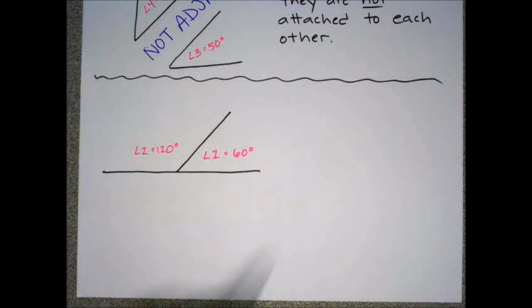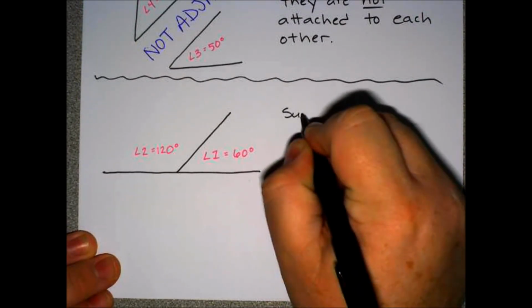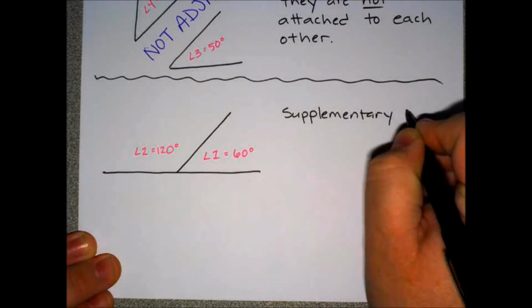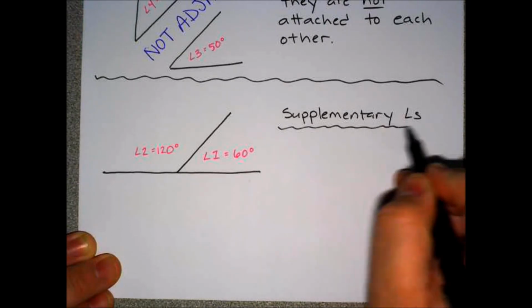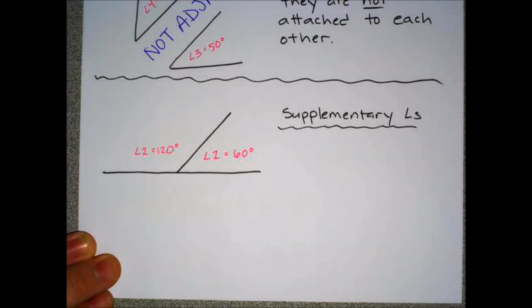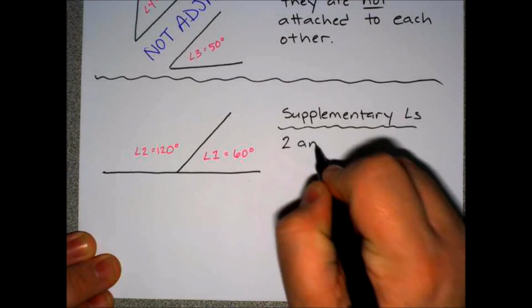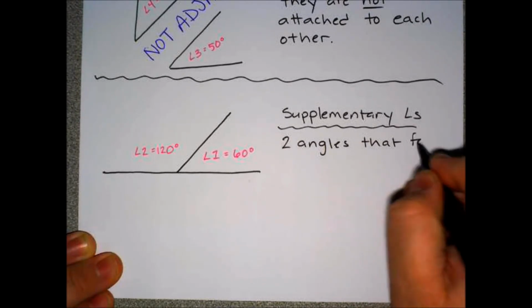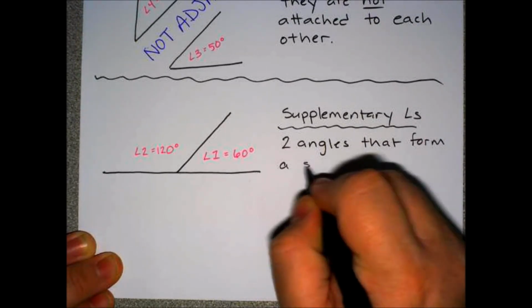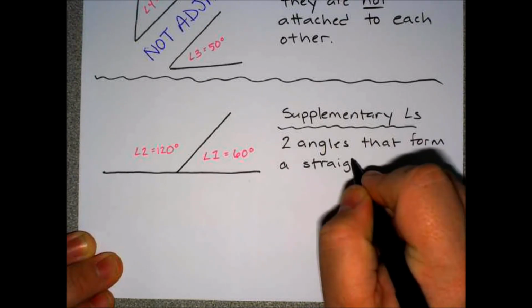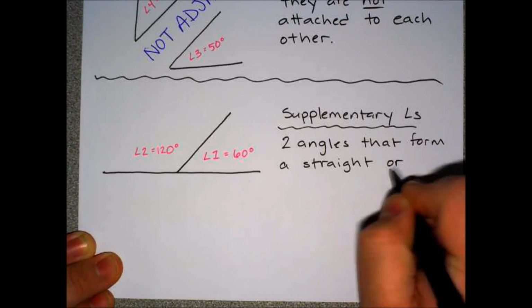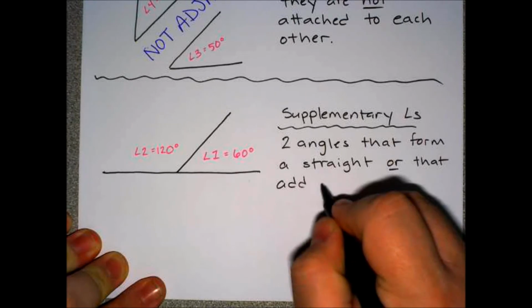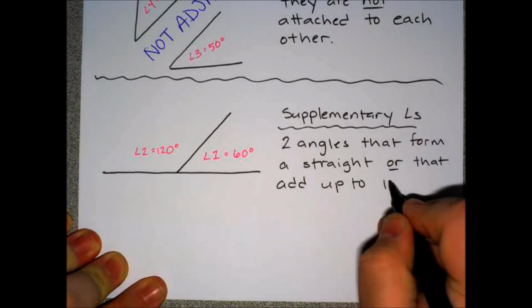So let's talk about supplementary angles then. Supplementary angles are two angles that form a straight line, or that add up to 180 degrees.